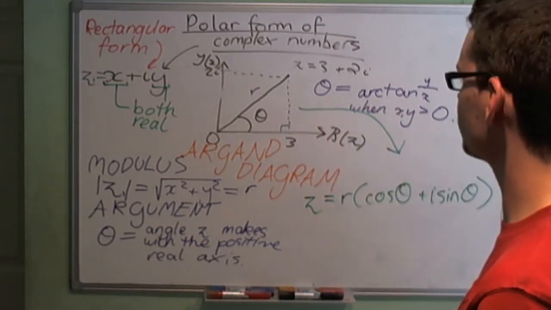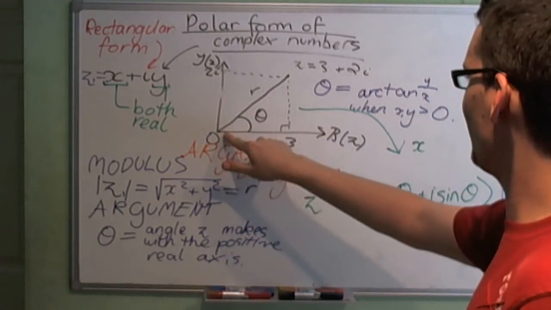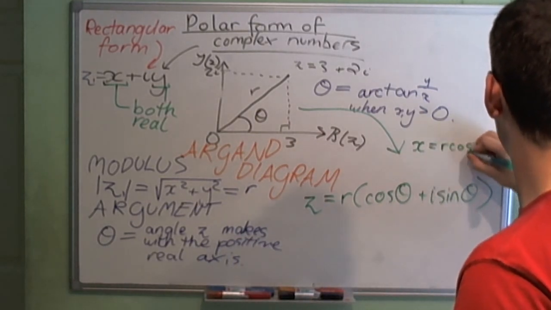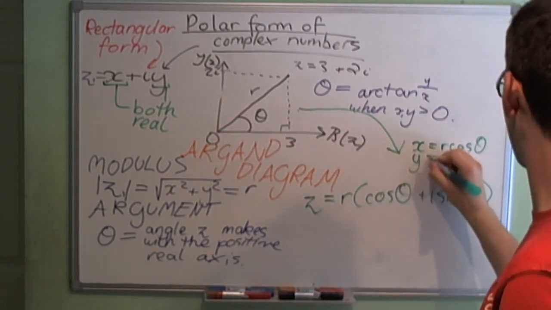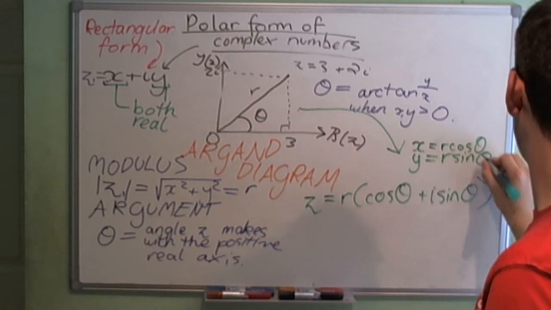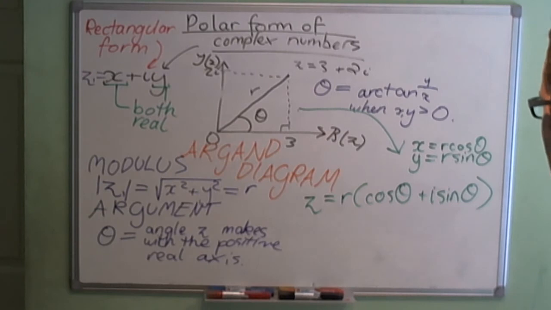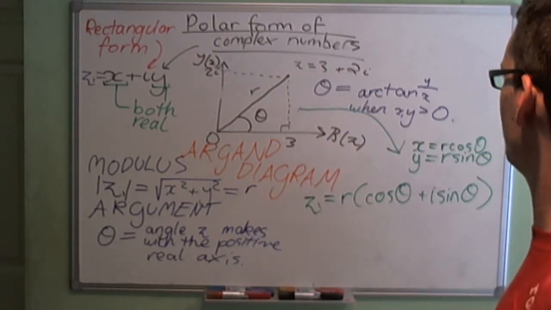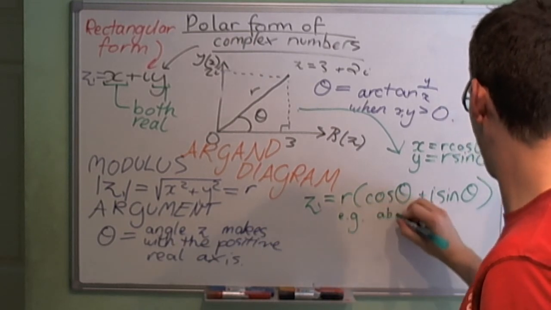Suppose we have x, and if we just relate it using basic trigonometry, x is r cos theta, and we have y equals r sine theta. Plugging those into that formula will immediately give you this. And an example of this we can apply with z equaling 3 plus 2i, for the example above.